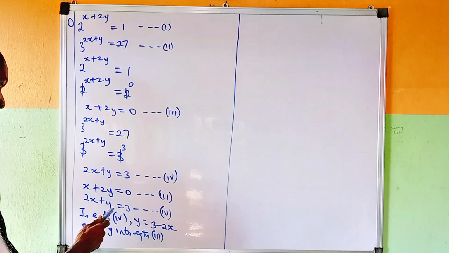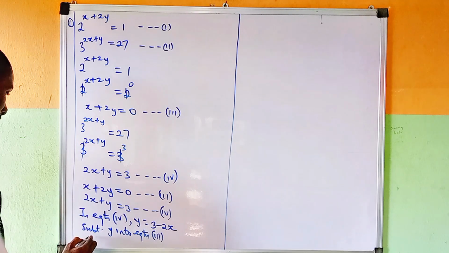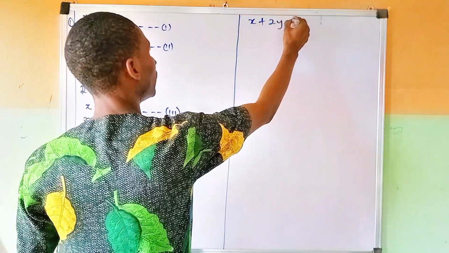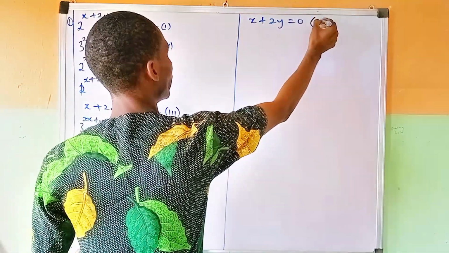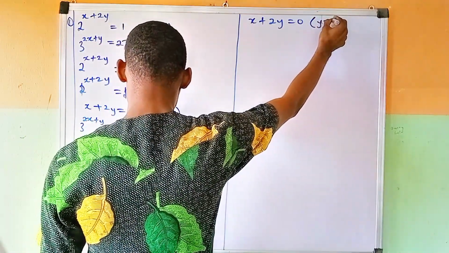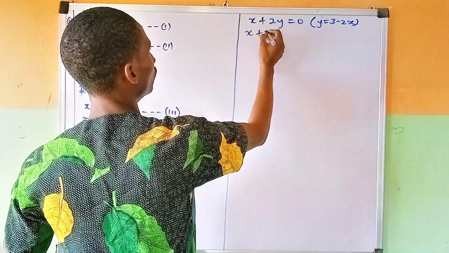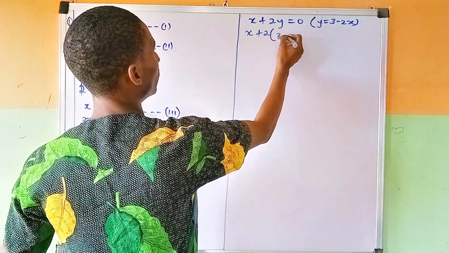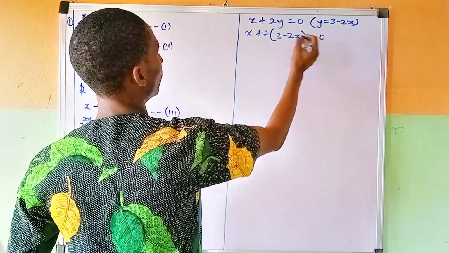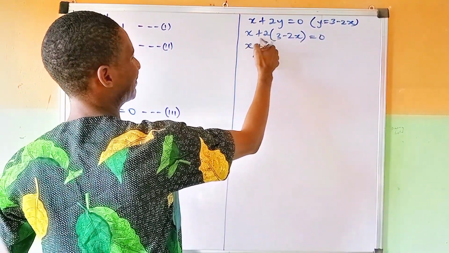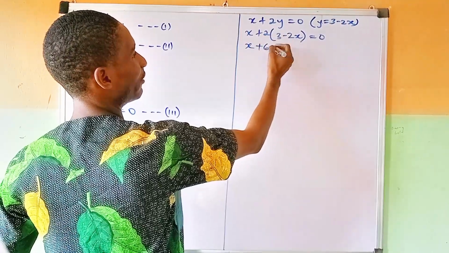So if I want to do that in equation 3, I would have x plus 2y equals 0. That's equation 3. x plus 2y equals 0, where my y is equal to what? 3 minus 2x. So I will say x plus 2 into brackets 3 minus 2x, all equals 0. So I'll open this bracket up. x plus 6, plus times minus is minus.